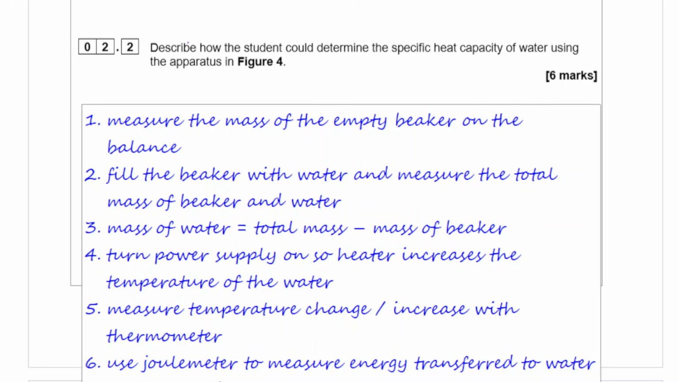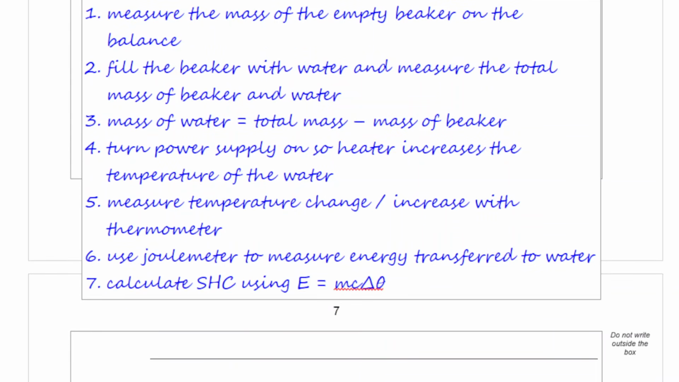Measure the mass of the empty beaker on the balance. Fill the beaker with water and measure the total mass of beaker and water. Mass of water equals total mass minus mass of beaker. Turn power supply on, so heater increases the temperature of the water. Measure temperature change, increase with the thermometer. Use the joule meter to measure the energy transfer to the water. Calculate specific heat capacity using the equation E equals mc delta theta.